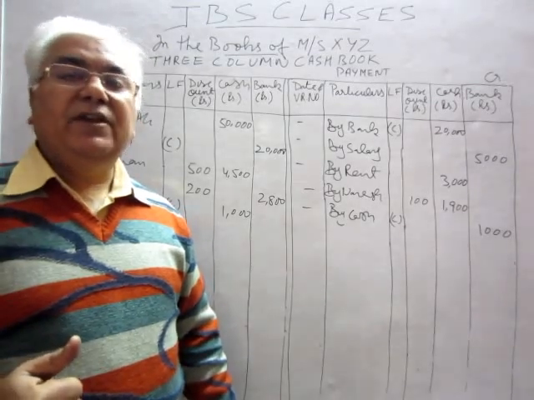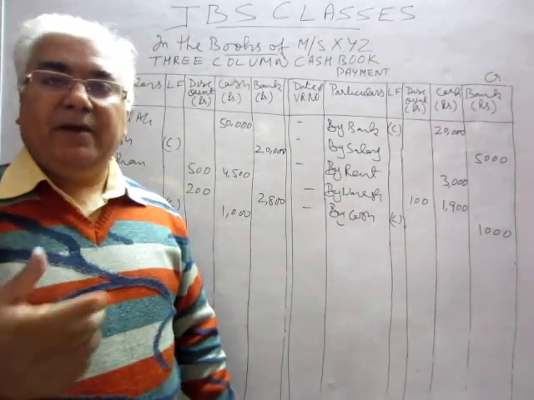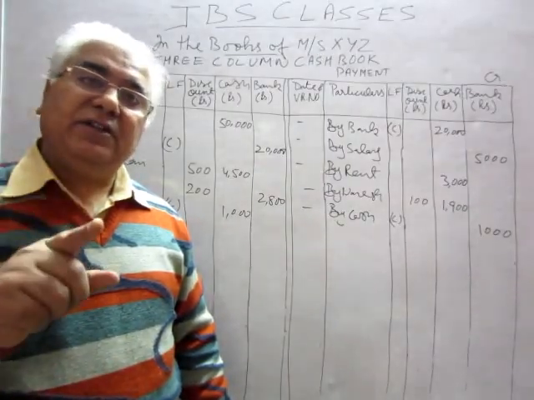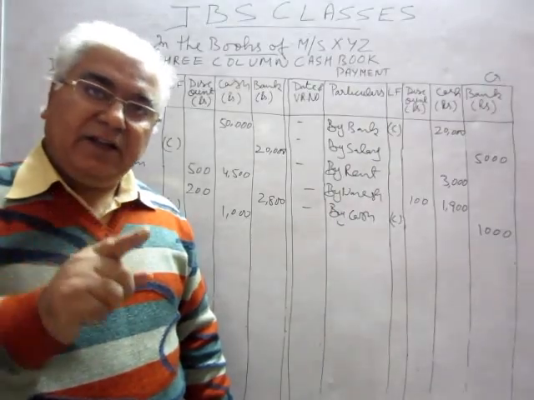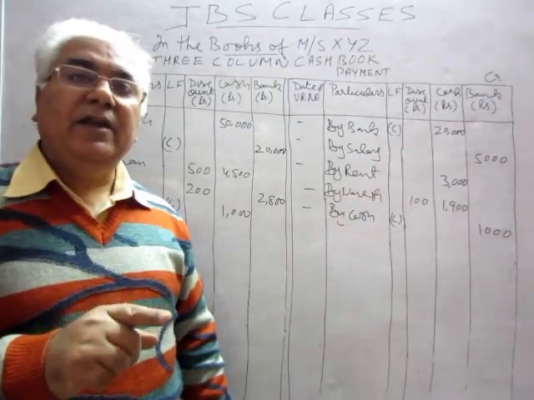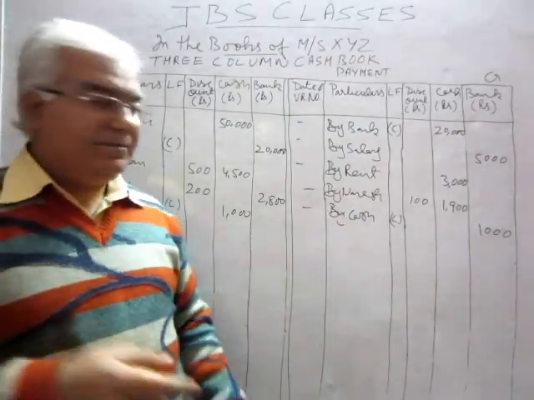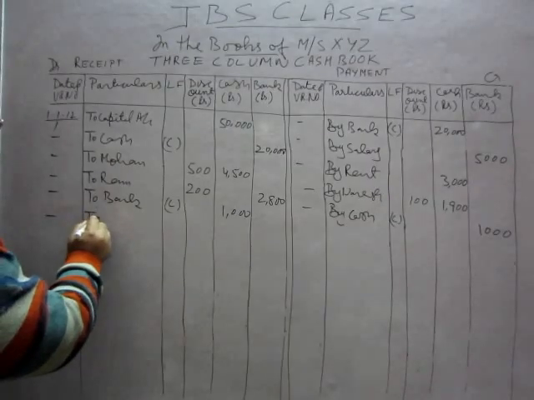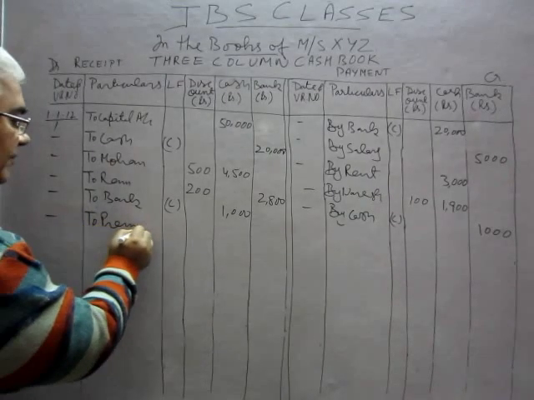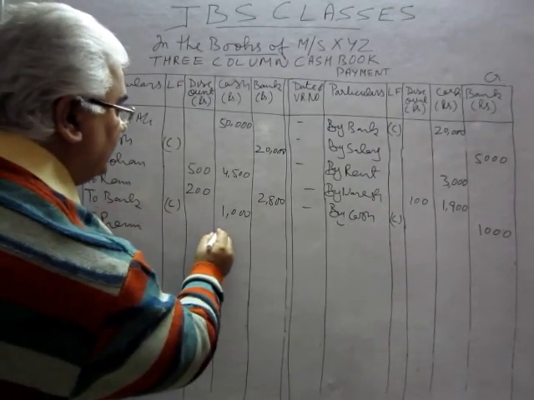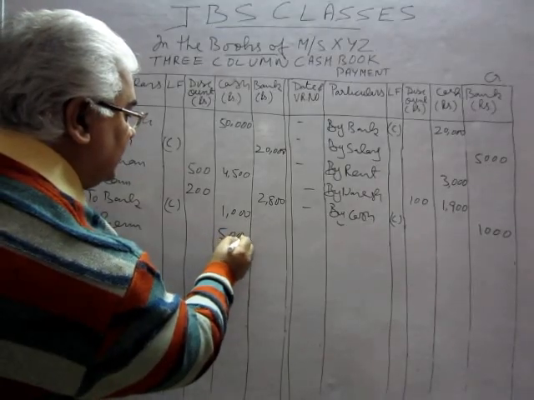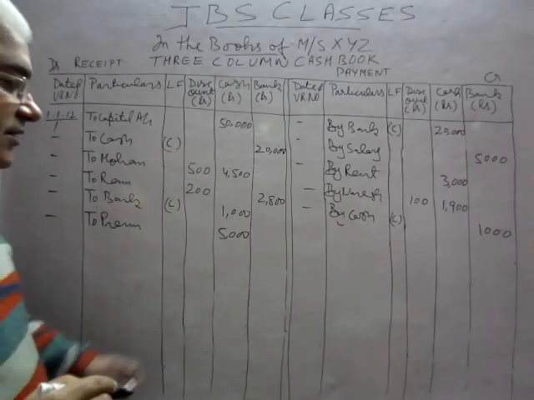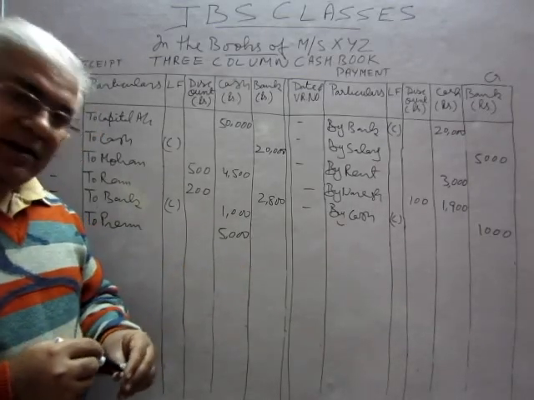For example, we receive a check from Mr. Prem of 5,000 and it is not deposited the same day. We will take it in the cash column. So entry will be cash account debit to Prem, to Prem 5,000. Though it is a check, we are putting it in the cash column because this is not being deposited the same day in the bank.